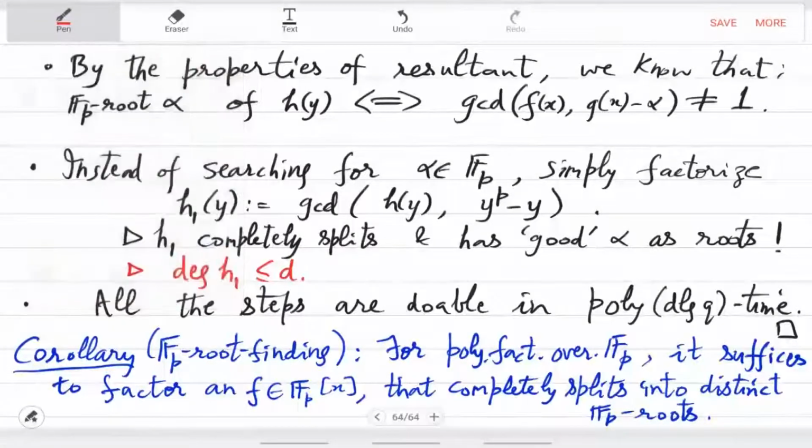Okay, so completely splits, that is a highly non-trivial thing, and distinct roots. Okay, so from this point on we can forget about factor finding and we can only talk about FP roots finding, right, because any other problem can be solved using this with minimal overhead. Sir, that's FQ in the first. Called factoring over. Yeah, that's true.